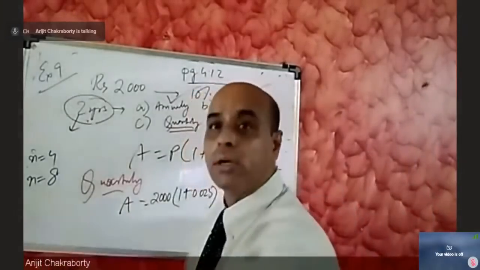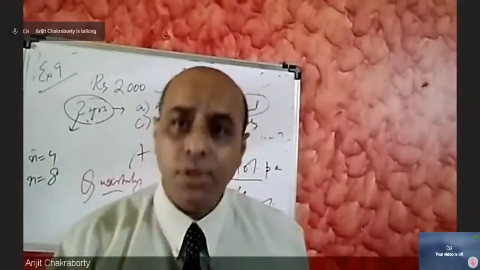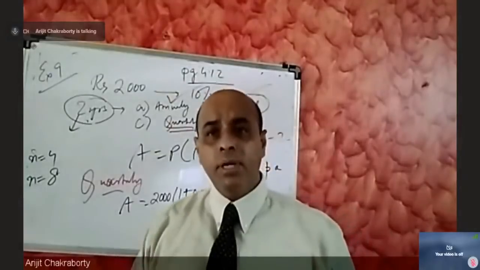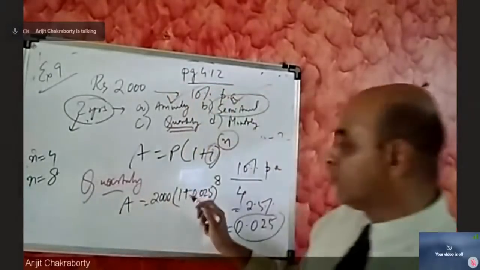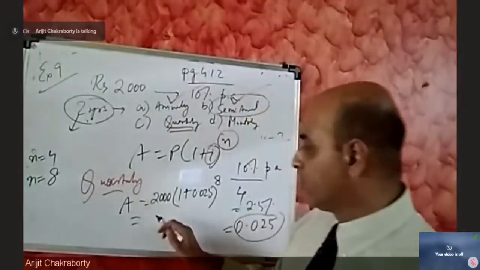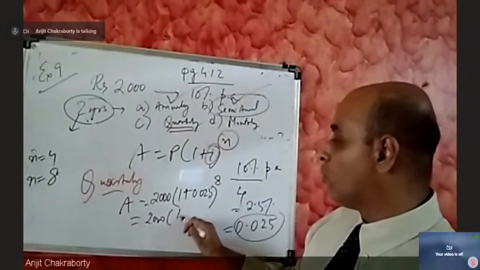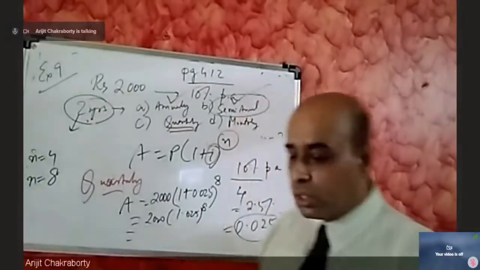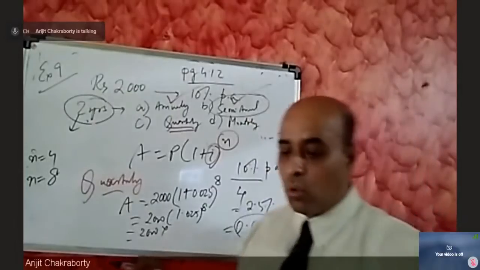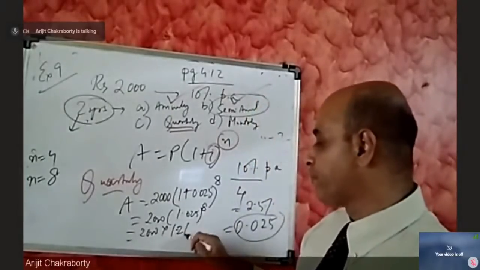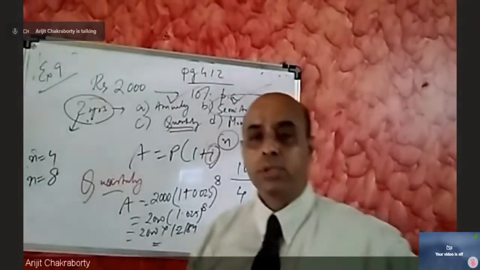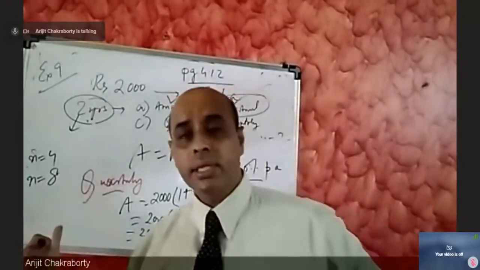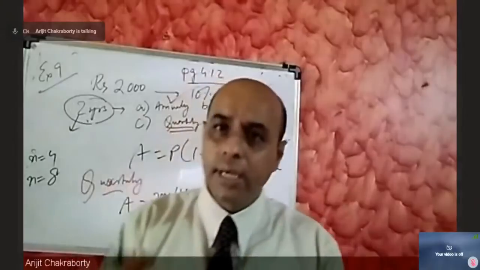Because we have seen n is equal to 8. Why? Because it is a case of quarterly compounding for 2 years. So the conversion period, the number of conversion periods is 8. So if you just calculate it, you will find 2000 into 1.025 to the power 8, and this will give you 2000 into 1.2184, and the amount will be 2436.8. This is what we do in case of quarterly compounding.